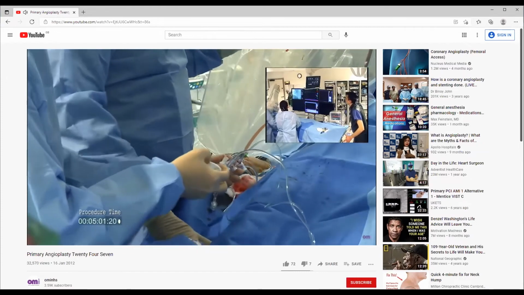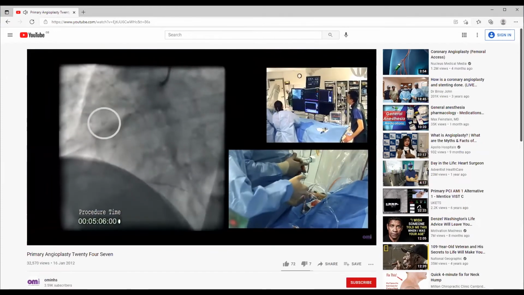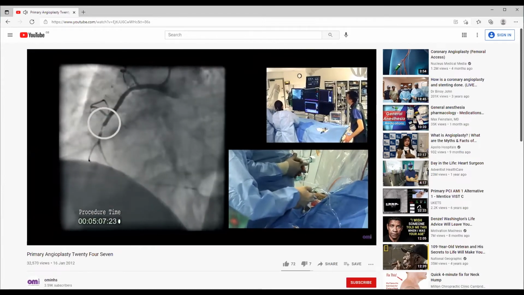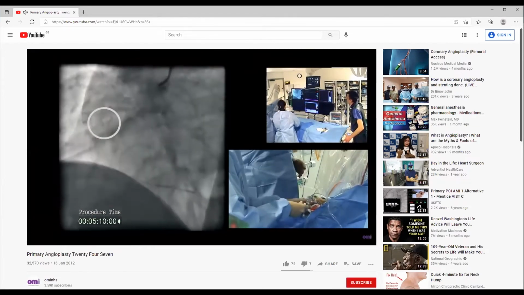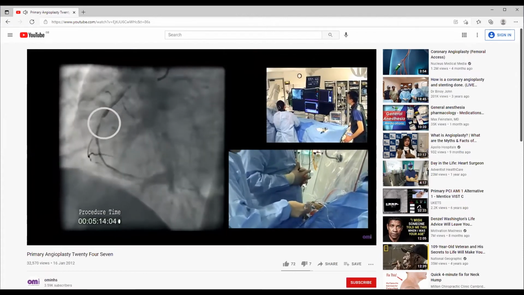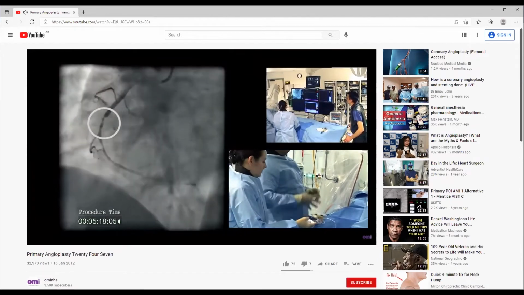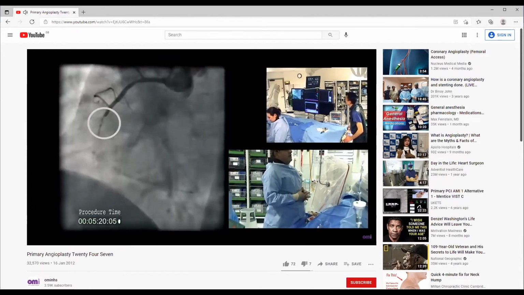Okay, just sitting here. Ready? And there is where the problem is. As you can see in the middle, the right coronary artery is subtotally occluded with very poor flow in the distal vessel. So let's have a pilot 50 wire, please.